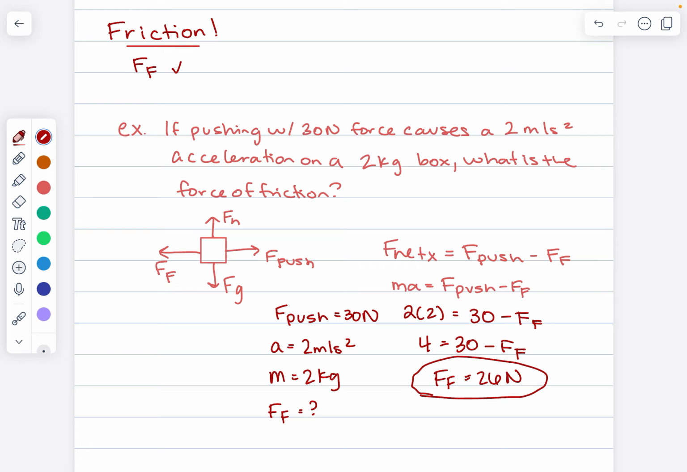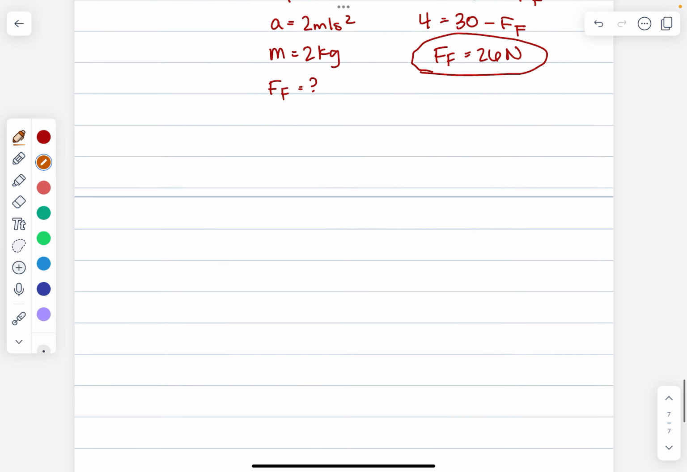Now, what I'm going to tell you is that this particular one was an example of kinetic friction because the object was moving. Kinetic means moving. It's the whole point of this word. So this is an example of kinetic friction where the object was moving. Let's do another example.